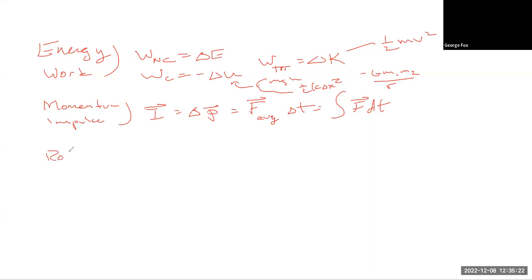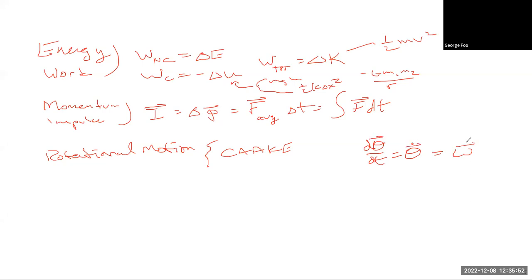And then there's the rotation. Rotational motion. So you've got the constant angular acceleration kinematic formulas, and then there's the calculus version of it. I mean, the fact that d theta dt or theta dot is equal to omega. So there's some vector stuff into that. Omega dot is equal to alpha.